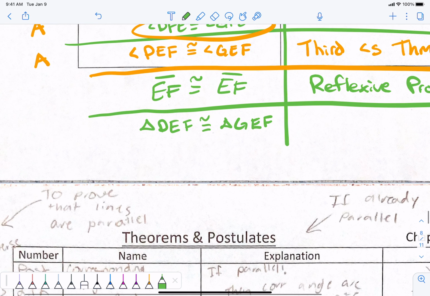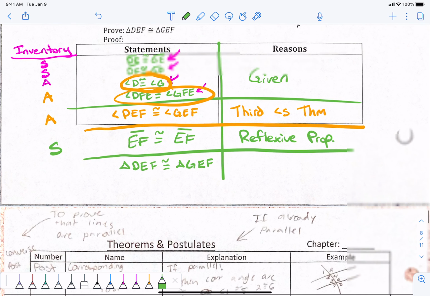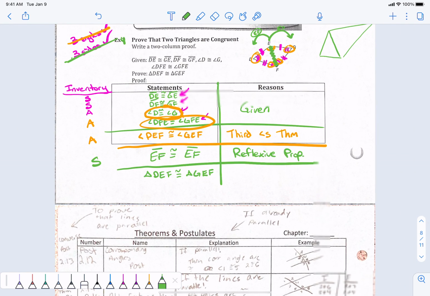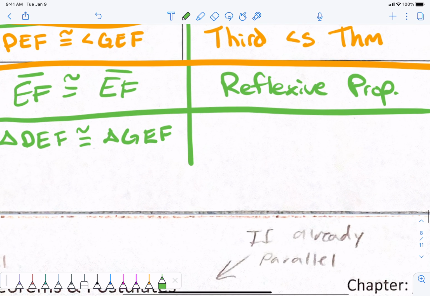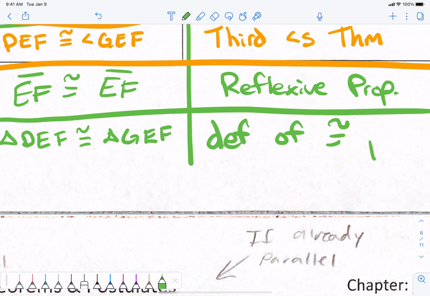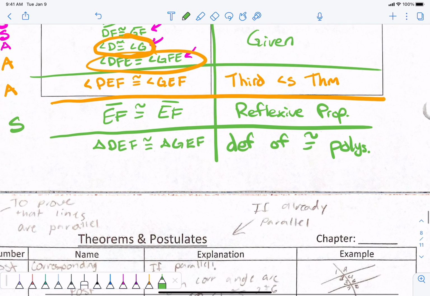Okay, and that gives me my third side. So we have three sides, three angles. We can check off the sides. Now, given that we have all 6 pieces, are we able to say that those 2 triangles are congruent? Yes, by what? By definition of congruent polygons. That's the first thing we wrote down on that theorem sheet. By definition of congruent polygons, if all 6 things match up, they are congruent. Not too bad, right?